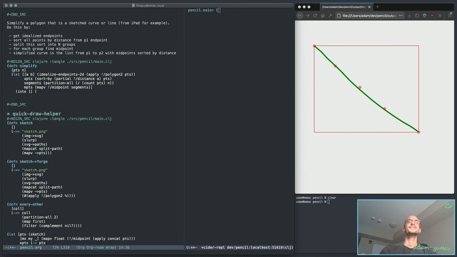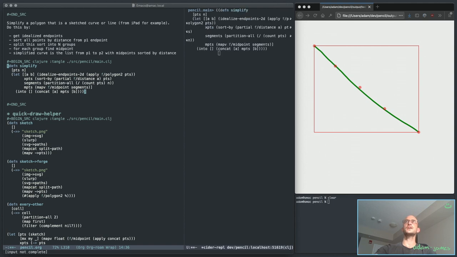Hilarious. Yeah, so into vector concat a, endpoints b. Okay, let's see how much sense this actually makes. I don't know if it's gonna work, but I wanna try it, obviously. Simplify is probably a bad name for this function, but I can't come up with a better one right now, so I'm gonna be okay with that.